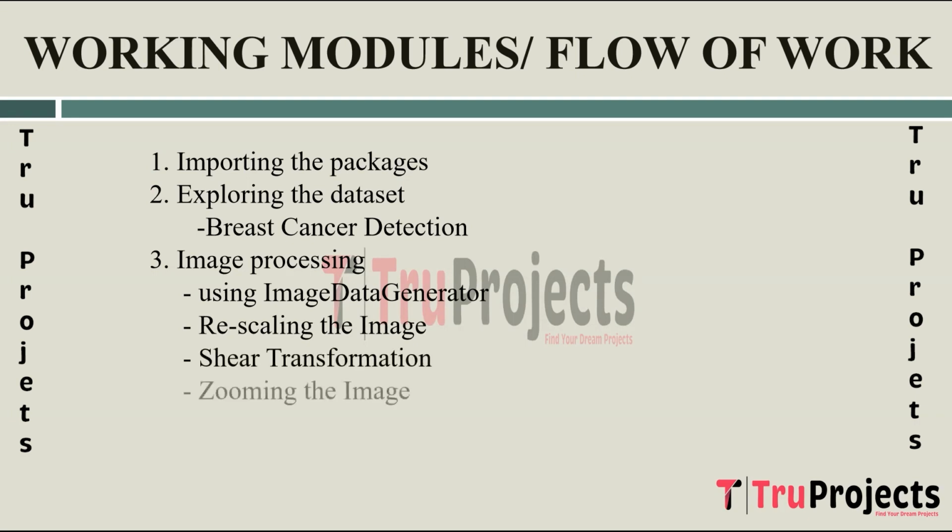Shear transformation, zooming the image, horizontal flip. These are examples of image augmentation techniques applied using the image data generator. Shear transformation changes the shape of the image by shifting one part of the image over another. Zooming alters the scale of the image, and horizontal flip mirrors the image horizontally. These augmentations help increase the diversity of the training dataset and improve the model's ability to generalize.